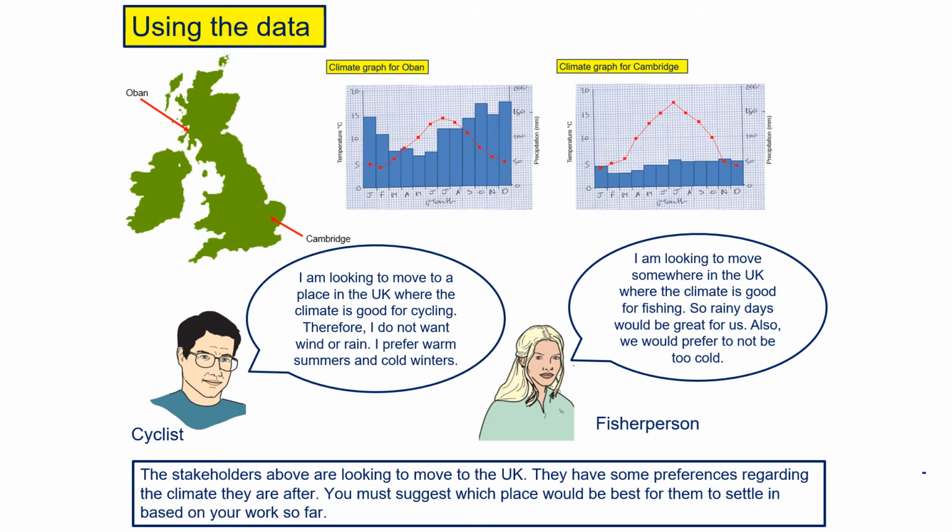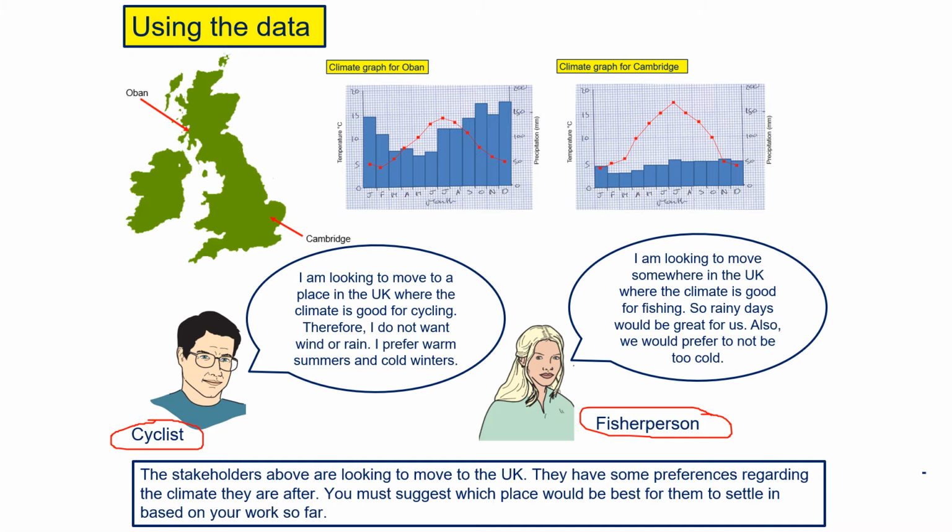What I want you to do here is have a look at these two stakeholders. We've got a cyclist here with the glasses, and we've got this fisher person here with the long hair, a lady with the long hair. A fisher person is just another person that goes fishing.